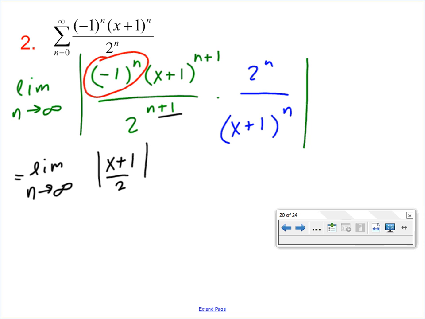I get 1x plus 1 quantity on top. Is that what you guys are getting? Everybody do that, right? So this is x plus 1 in parentheses times x plus 1 to the n over x plus 1 to the n, and I'll cancel out those x plus 1 to the n, leaving quantity x plus 1. Okay?